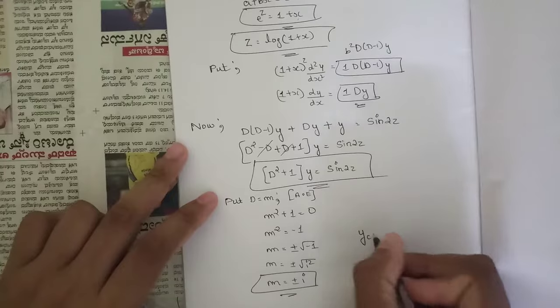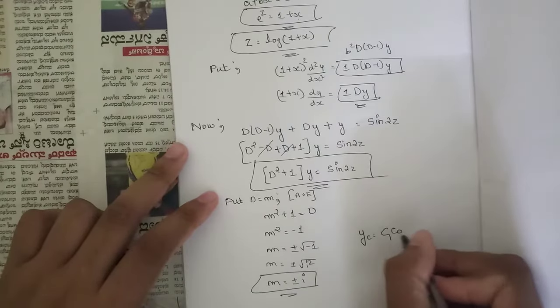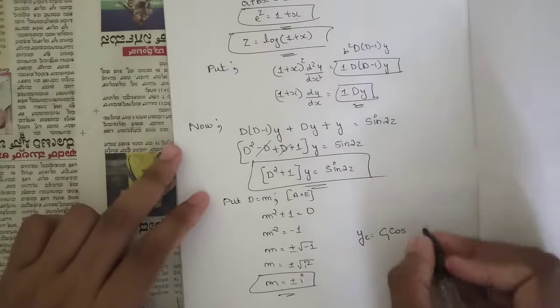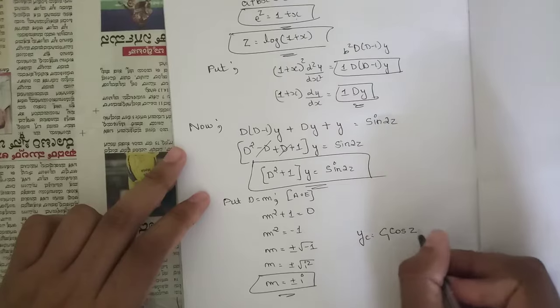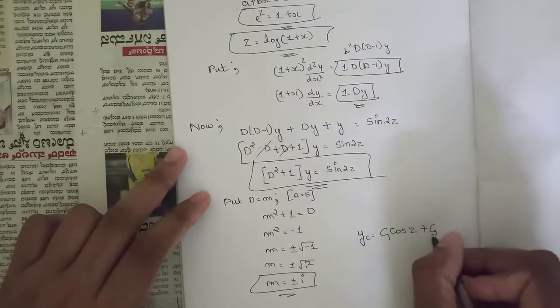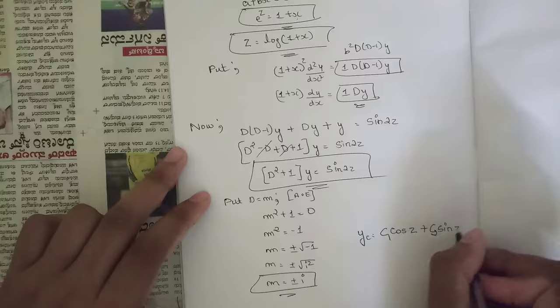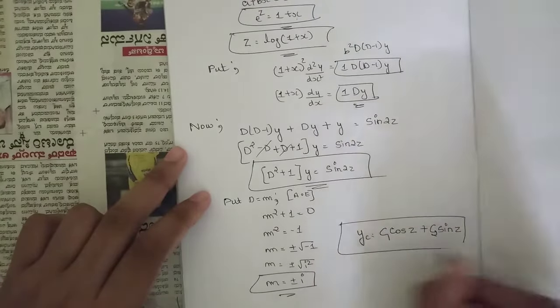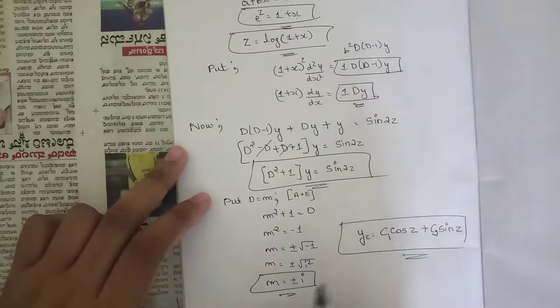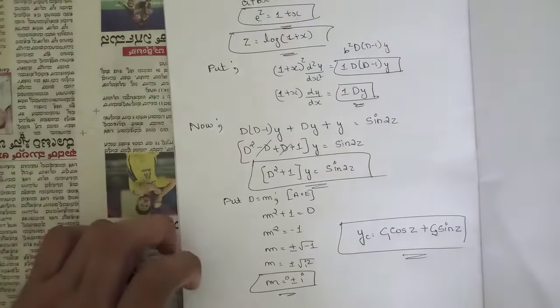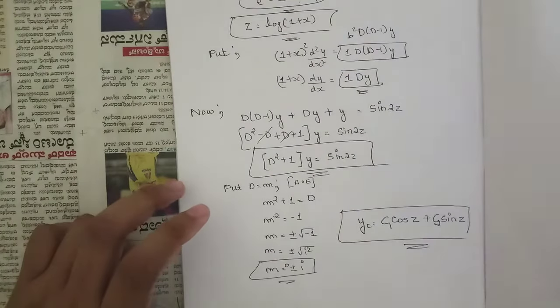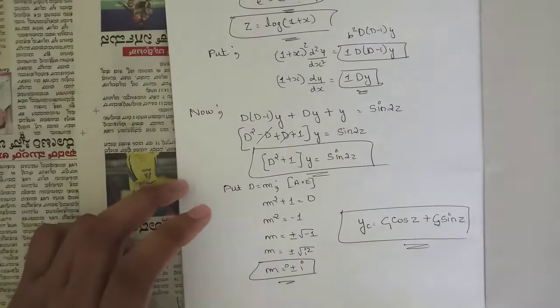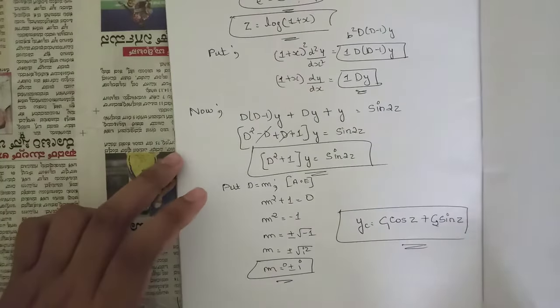So our complementary function is c1 cos z, the value of beta is 1, the function is in terms of z, plus c2 sin z into e power alpha, here alpha is 0, so I am not writing it again. E to the power 0 is 1, so I have not written that. So this is our required complementary function.